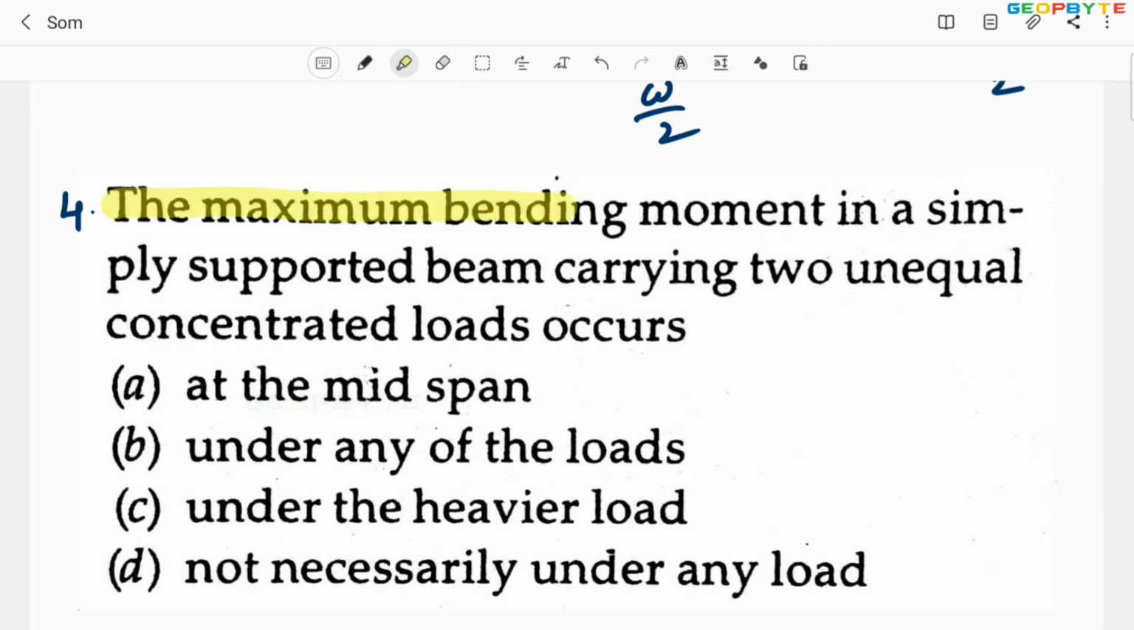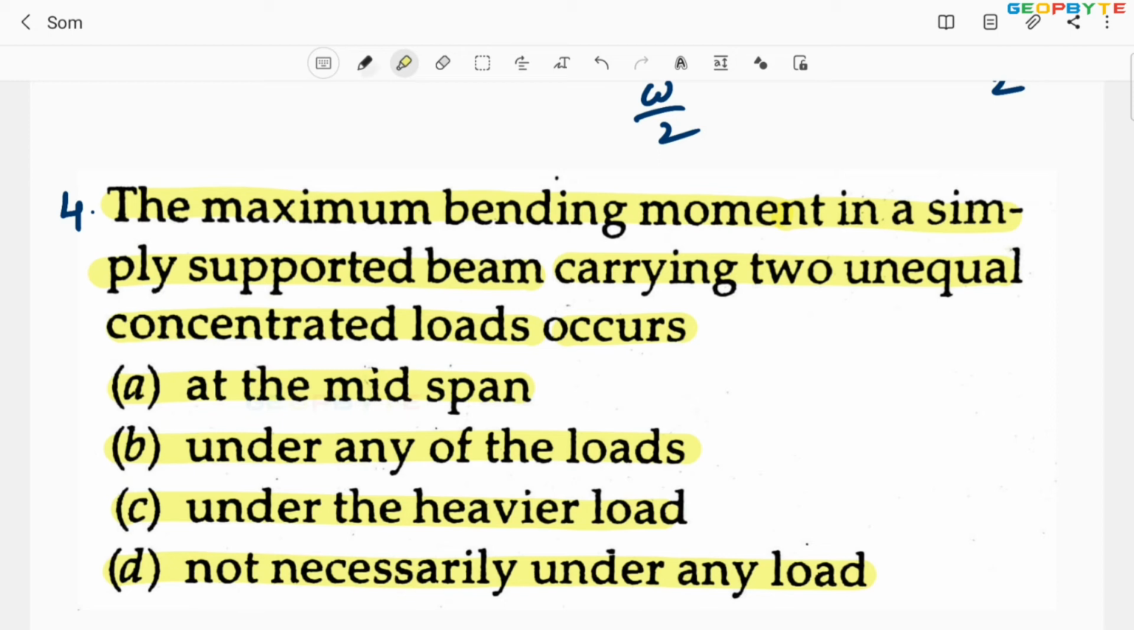The maximum bending moment in a simply supported beam carrying two unequal concentrated loads occurs: Option A, at the middle of the span. Option B, under any of the loads. Option C, under the heavier load. Option D, not necessarily under any load.